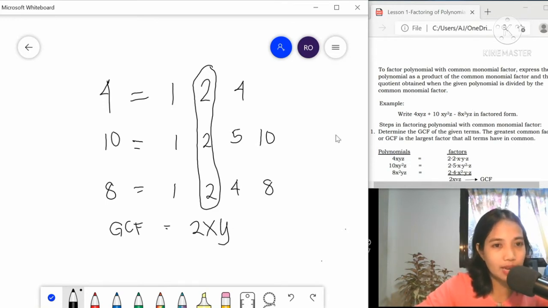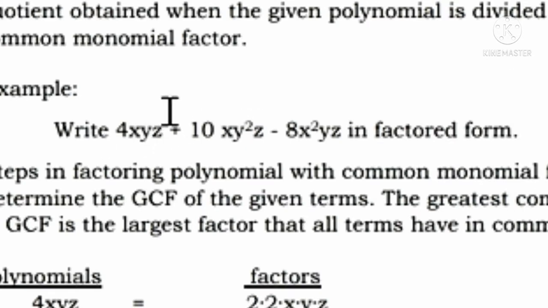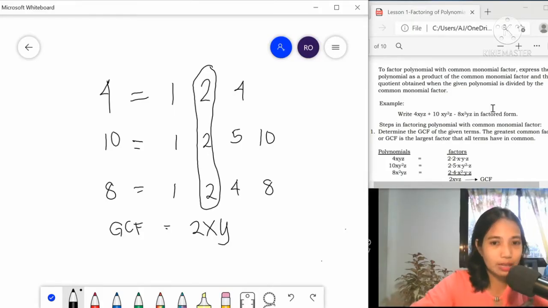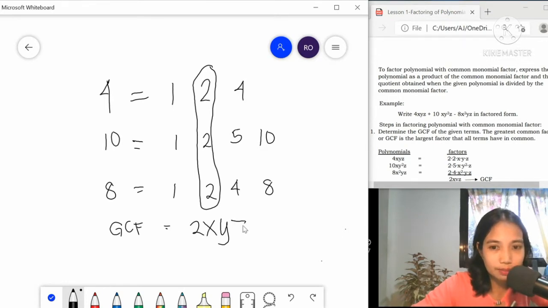Okay, in terms of z, ang kasama ng 4 ay z in the first degree. Ang kasama ng 10 ay z in the first degree or z raised to 1. Ang kasama naman ng 8 ay z raised to 1. So, pare-parehas lang naman sila. Therefore, the GCF in terms of z is z. Okay. So, eto na ngayon yung GCF na gagamitin natin para makuha natin ang factors ng given expression.